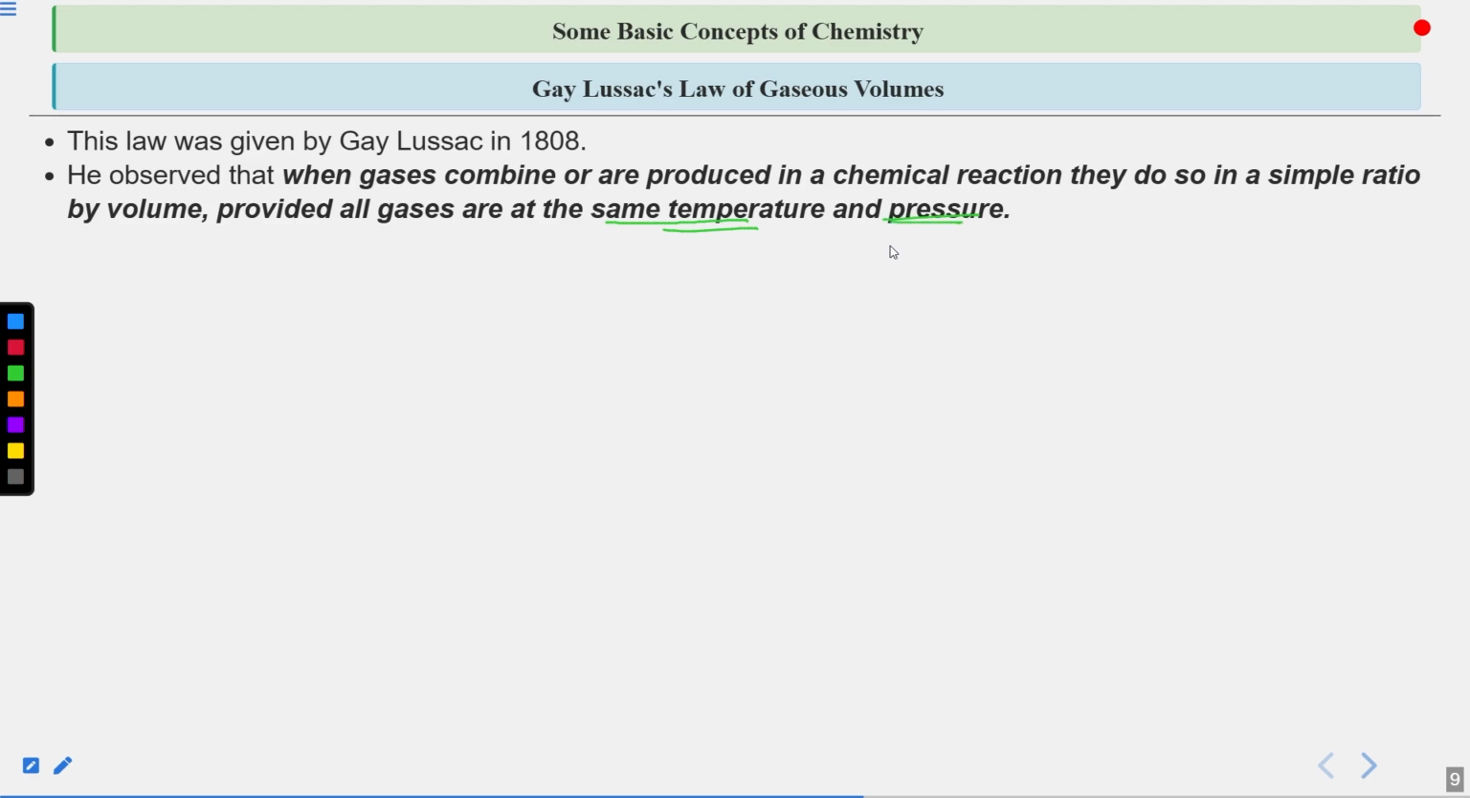What is the meaning of this? This is saying that if you are taking two gases to combine to make a different compound, then the ratio of these two gases will be a simpler ratio. Simpler ratio means 1:2 or 1:3, like that, not in a complex manner like 1:2.33. Okay, so it will always form a simpler ratio.